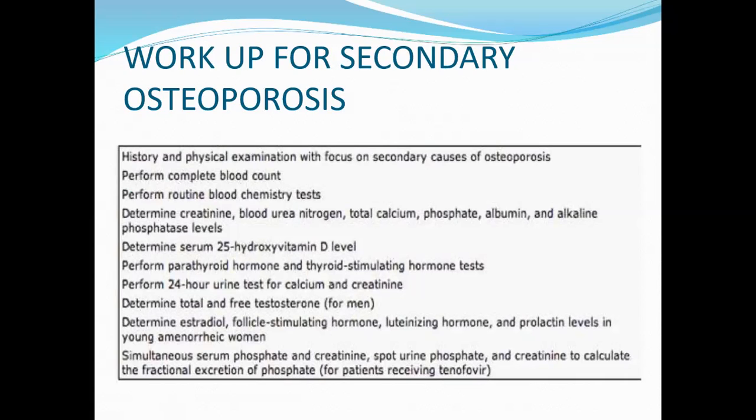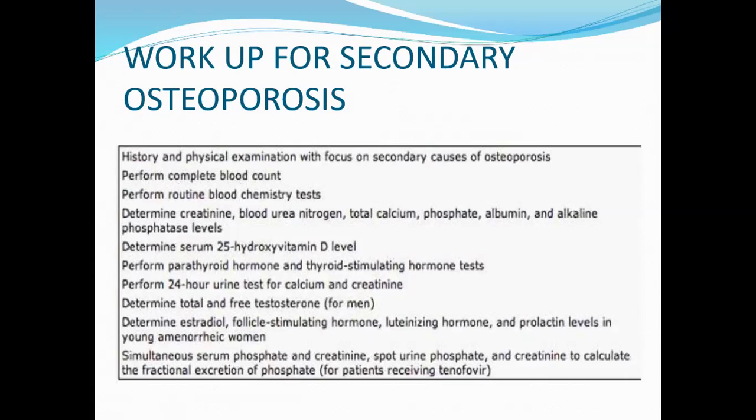Then perform the routine blood chemistry test. The various contents responsible for osteoporosis are checked by this test. Then determine the creatinine level, blood urea nitrogen, total calcium, and phosphate, that is, how much of these contents are present.